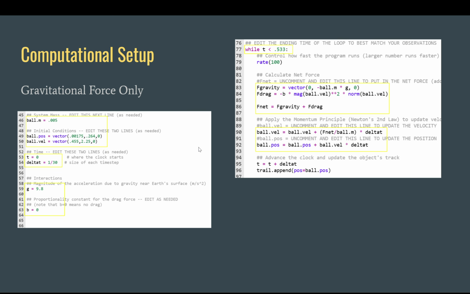Okay, so here's my code. As you can see, there's a lot of things that we need to define in the yellow boxes. Ball mass, 0.005 kilograms. Here's the initial position and velocity we just discussed in the previous slide. Time starts at 0 and it moves at 1/30th of a second because of our frame rate. Gravity is 9.8, and since we're not doing drag yet, our b is 0. Time is the time it took to film the video, and then here are my forces. Since b is 0, F drag will not be considered, and gravity is here.